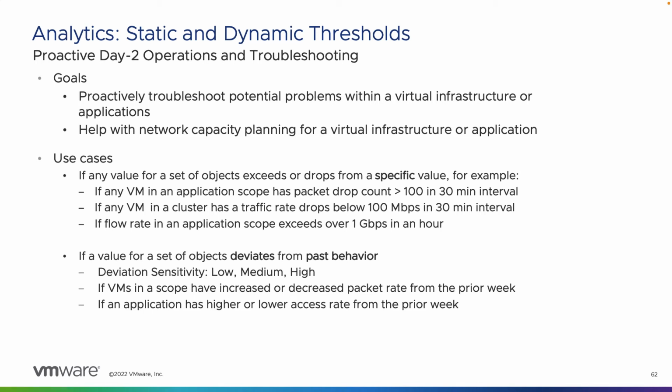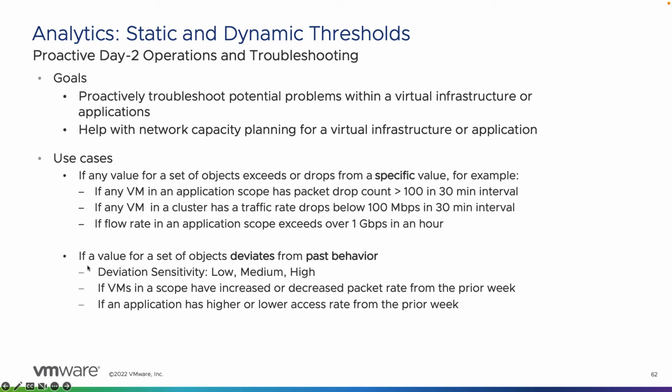So let's look at some examples. If any virtual machine in an application scope has packet drop that is greater than 100 in a 30-minute interval, or if any VM in a cluster has traffic rate drops below 100 megabits per second in a 30-minute interval. Or we can say if flow rate in an application scope exceeds 1 gigabit per second in an hour.